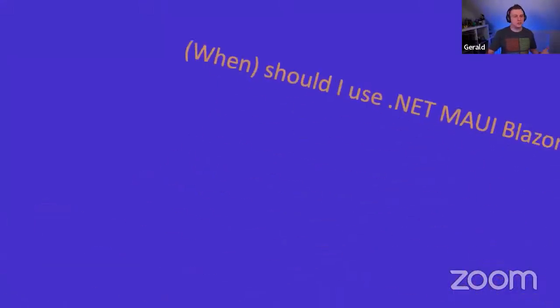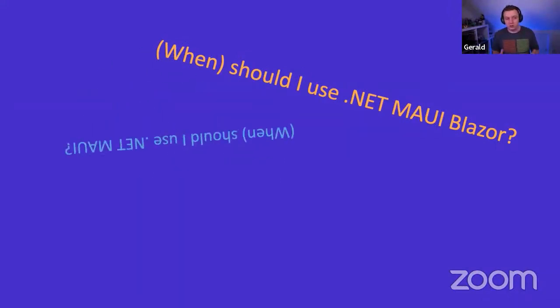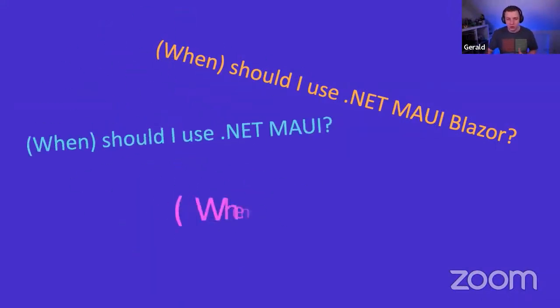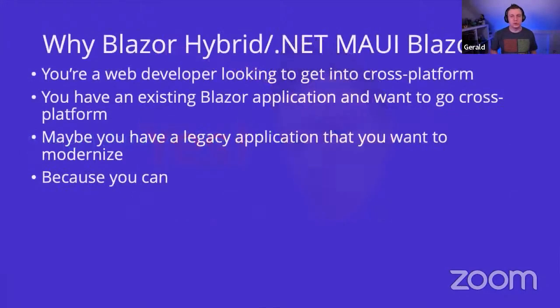A thing that I get asked a lot is, okay, I've seen Blazor, I've seen Blazor Hybrid, I've seen all the things, I've seen .NET MAUI. When or should I use .NET MAUI at all? Or when should I use Blazor? And the answer kind of is yes. You should use it all, and it depends on what your background is, what your requirements are, what you want to do. So why do you want to use one thing or the other?